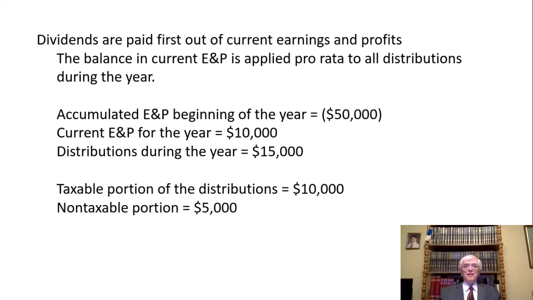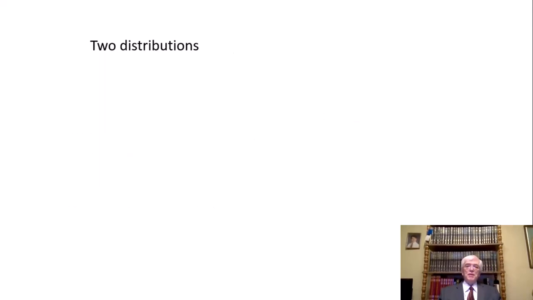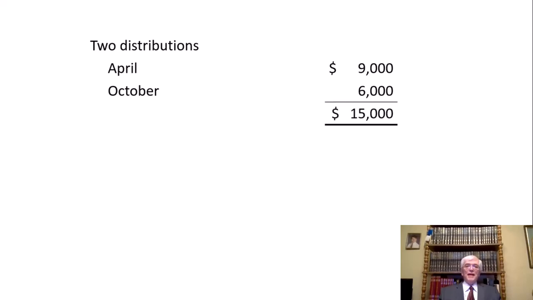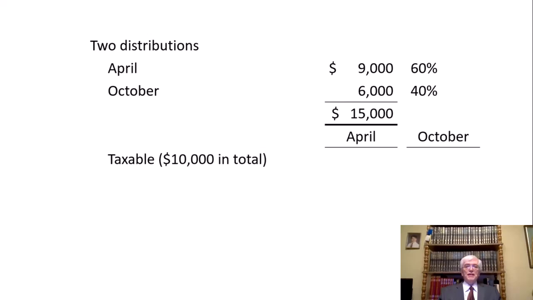It can't come out of current E&P because we used that up, and there is no accumulated E&P, so it's a non-dividend distribution of $5,000. Now I said this is going to be pro rata to all distributions during the year. So suppose there were two distributions: April, 9,000, October, 6,000. Well, that's our 15,000 that we distributed. 60% of the distribution happened in April and the other 40% in October. So the taxable portion, 10,000 in total, split that up 60-40. 60% of the 10,000 is attributable to the April distribution and the other 40% to the October distribution.